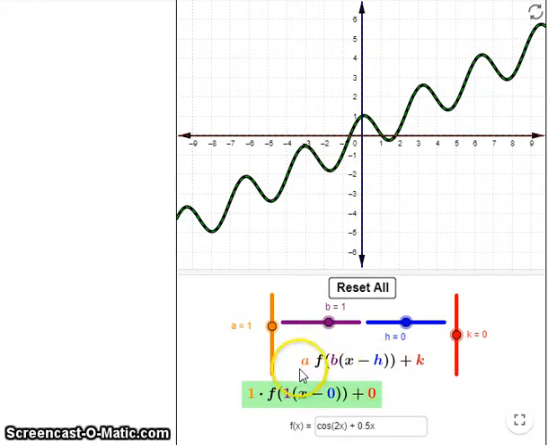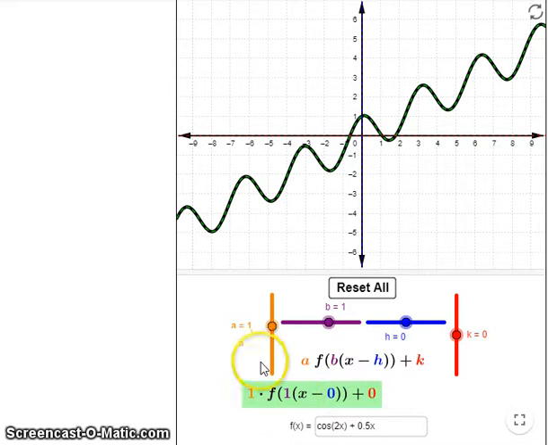The first value here in orange, this a, multiplies this whole piece right here. And if you look at this piece right here, this is basically my f of x. In fact, when b is equal to 1 and h is equal to 0, as I showed down here, 1 times this stuff is not going to change it, and x minus 0 is not going to change x. And therefore, this piece right here is just f of x. This is just my y value.